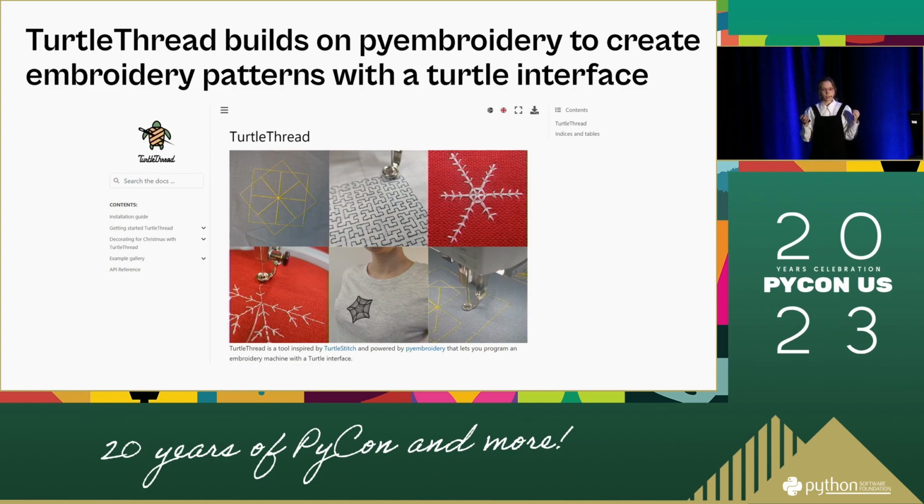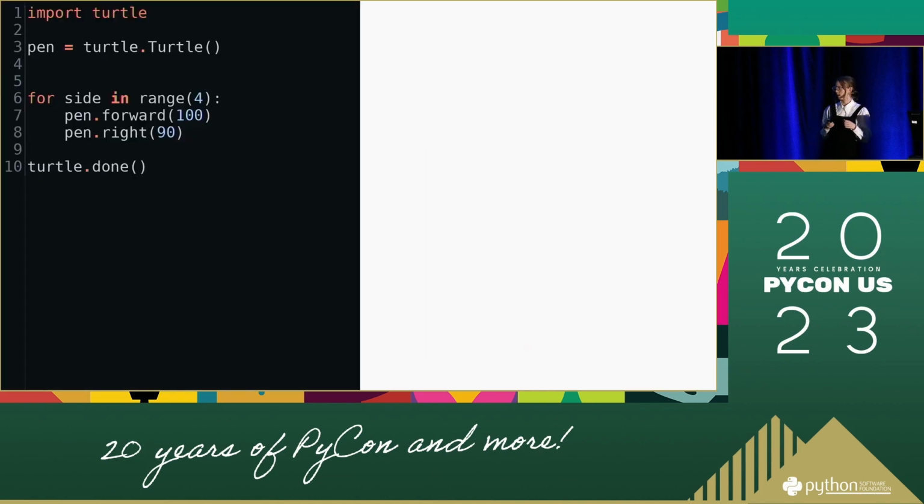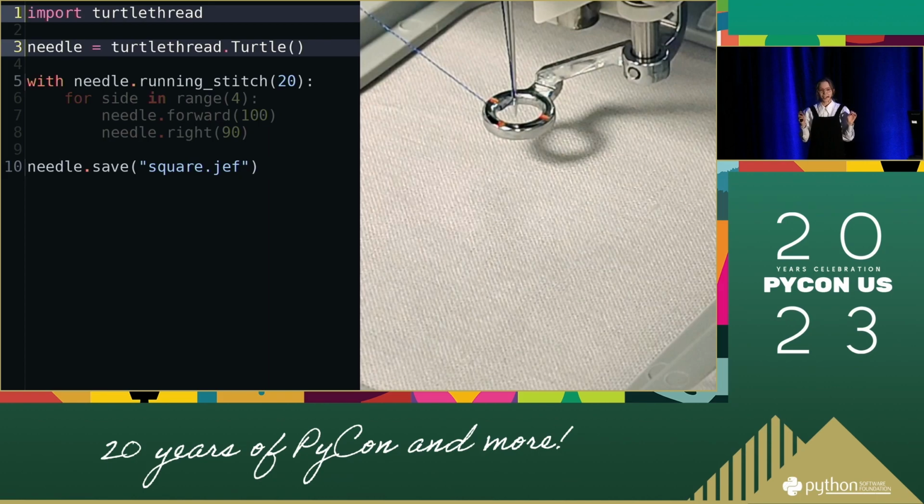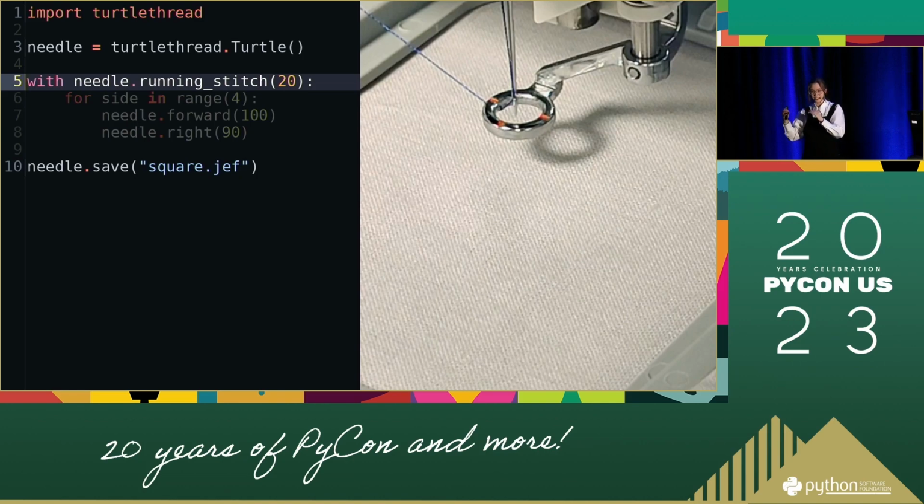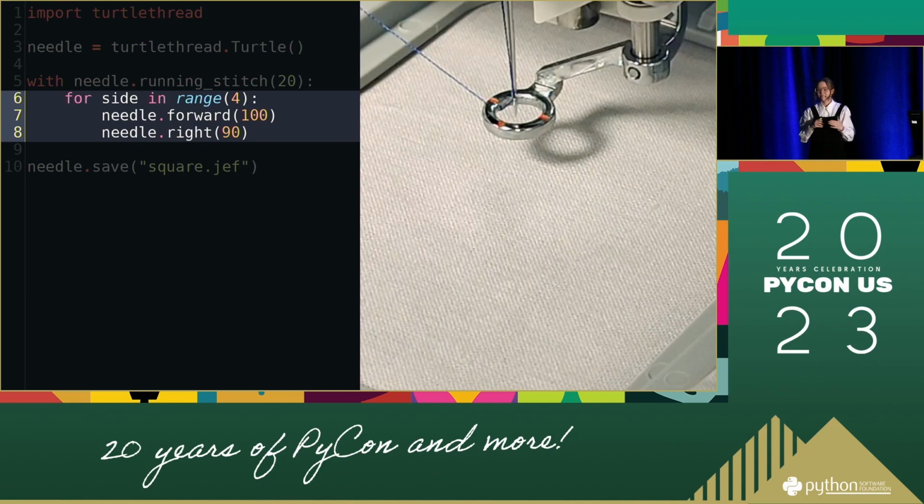So with TurtleThread, you can take code like the one we saw earlier that creates a square as a drawing on the screen and turn it into code that creates an embroidery file readable by an embroidery machine. So here we switch out turtle with TurtleThread, and then we add a context manager that specifies how the turtle commands should be converted into stitches. And at the end, we save the pattern as an embroidery file. Other than that, it's the same familiar turtle commands.